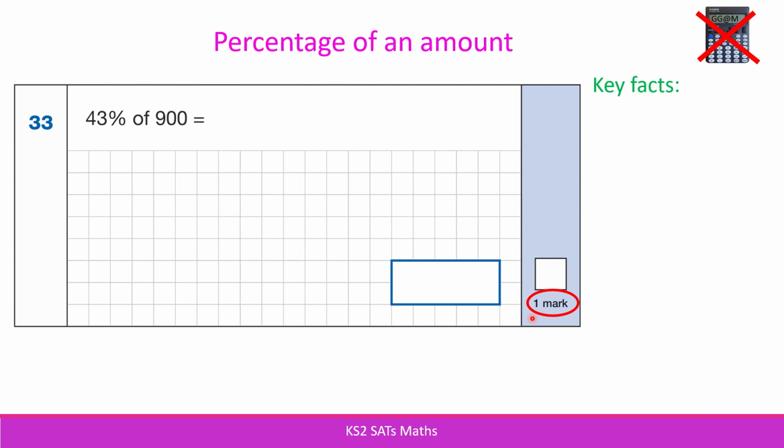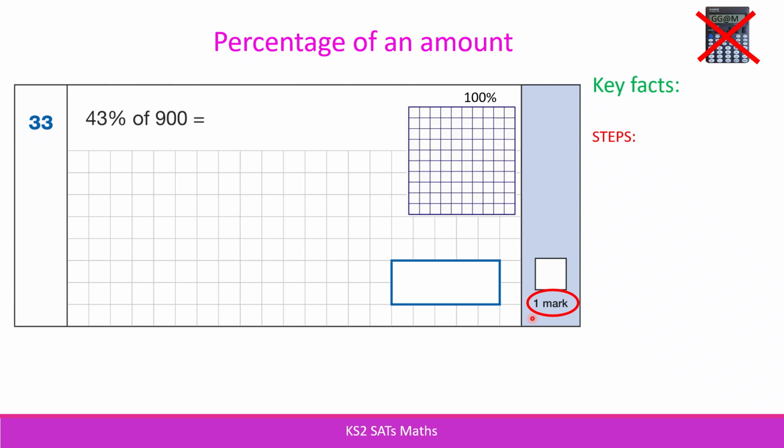Now your key facts, you need to remember that percentage is out of 100. So the meaning of percentage is out of 100. And here I've got 100 squares. There are 10 across and 10 down. So 10 times 10 is 100.